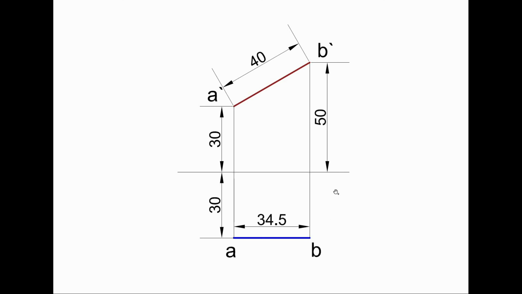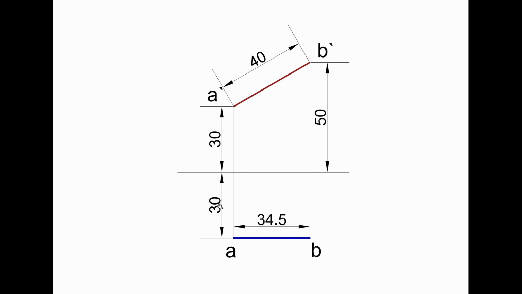Now when it is parallel to the vertical plane, in the front view we see the true length. Here I have chosen the true length as 40 mm. So 40 mm is the true length. Now note that it is not parallel to the horizontal plane. When it is not parallel to the horizontal plane, in the view perpendicular to it, that is the top view, you don't see the actual length, you see a reduced length, that is here 34.5. This angle is approximately 30 degrees.